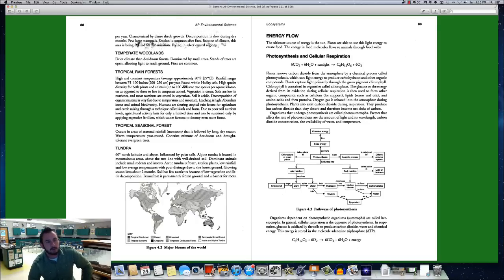And so those are a few characteristics of the chaparral. Temperate woodlands. Drier climates than the deciduous forest, dominated by small trees. Stands of trees are very open, allowing light to reach the ground. Fires are also common in the temperate woodlands.